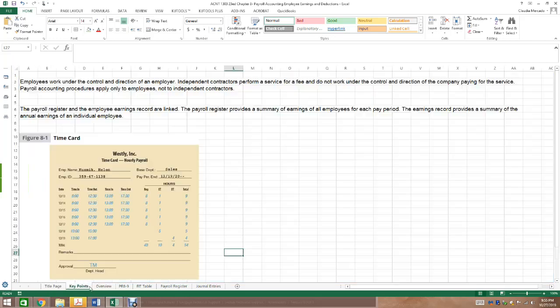Okay. Now, just to start off, we have to be able to differentiate between who is an employee and who is an independent contractor, because there are major differences in reporting for these two, okay? Basically, an employee is anybody that works under your control and direction, okay? This is anybody that you get to tell what to do, how to do it, when to do it, okay? You have control over this person, okay?